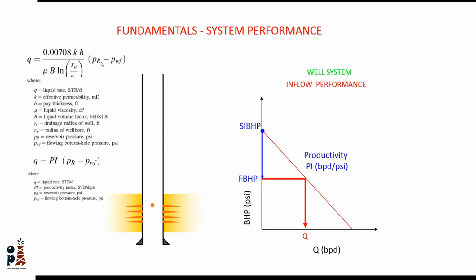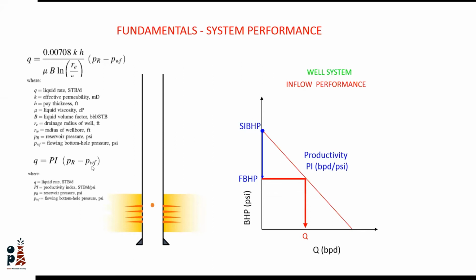So it's clear from here that at a lower flowing pressure, the reservoir will give more fluids. So if we get this constant and call it a productivity index, we get the equation that we have here. The flow rate Q will be equal to the productivity index multiplied by the reservoir pressure minus the bottom hole flowing pressure, which is the delta P.